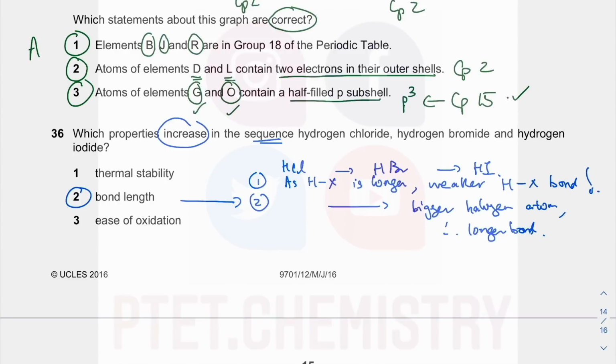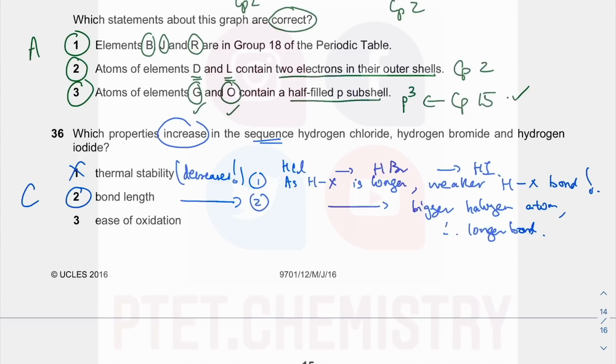So weaker HX bond means easier to break. If they are easier to break, they become less stable to heat. Less stable to heat will mean your thermal stability decreases. So that means 1 is incorrect. We're just looking at option C, which is 2 and 3.